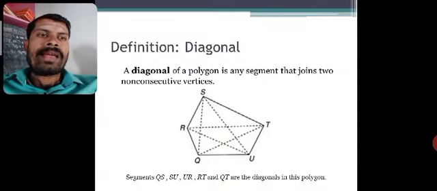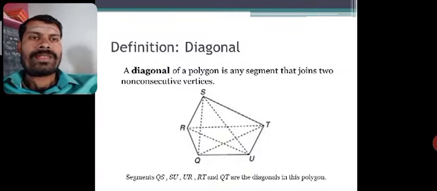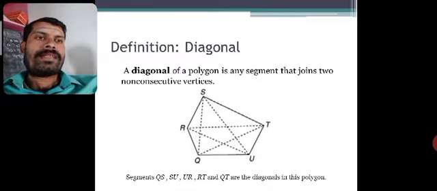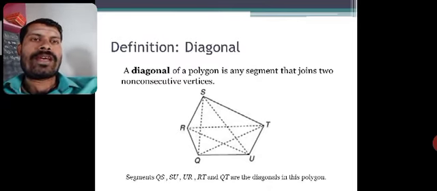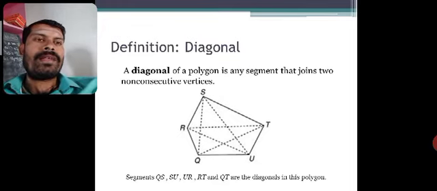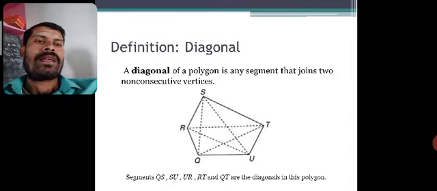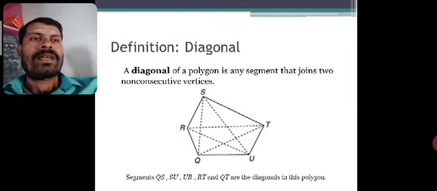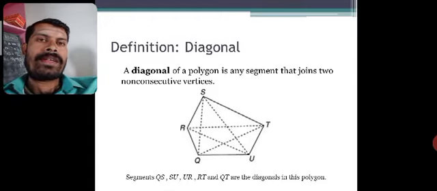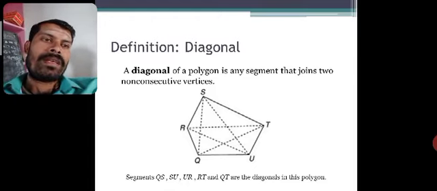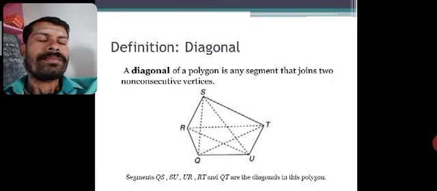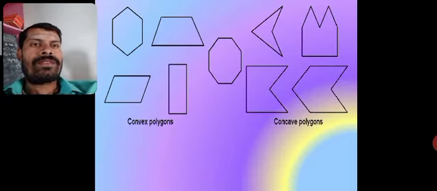What do you mean by a diagonal in a polygon? A diagonal of a polygon is any line segment that joins two non-consecutive vertices. For example, in this figure, a pentagon, QS, SU, UR, RT, and QT are the diagonals. A diagonal is a line segment which joins two non-consecutive vertices in a polygon. So these are the terms you have to know.